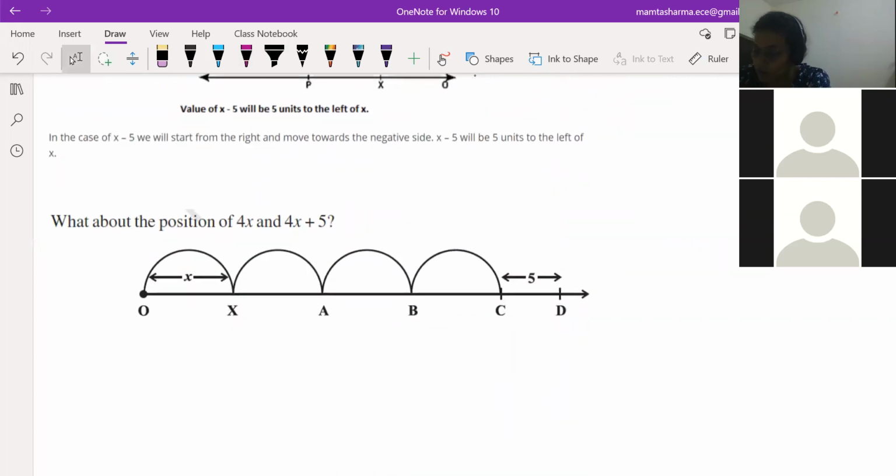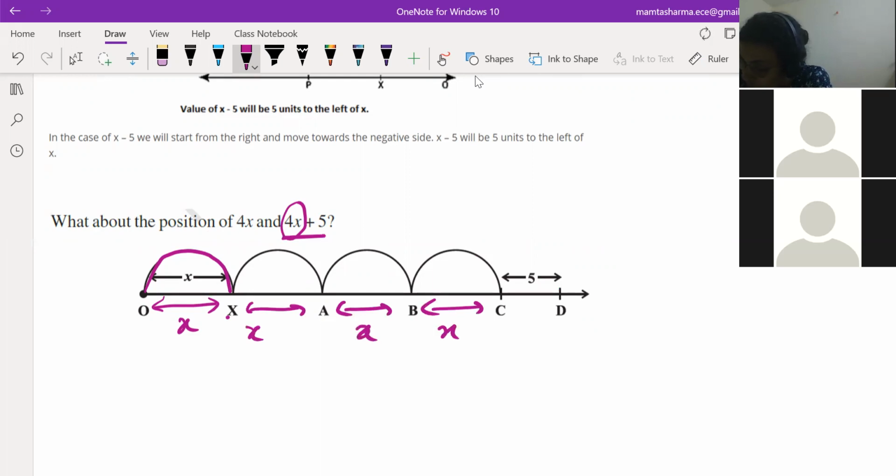Now we can see if it is 4x plus 5. Then you have to count x 4 times. Let's say this is x. This semicircle represents x. The distance from 0 to this point represents x. So you have to consider x 4 times: x, x, x, x. 4 times x, plus 5.